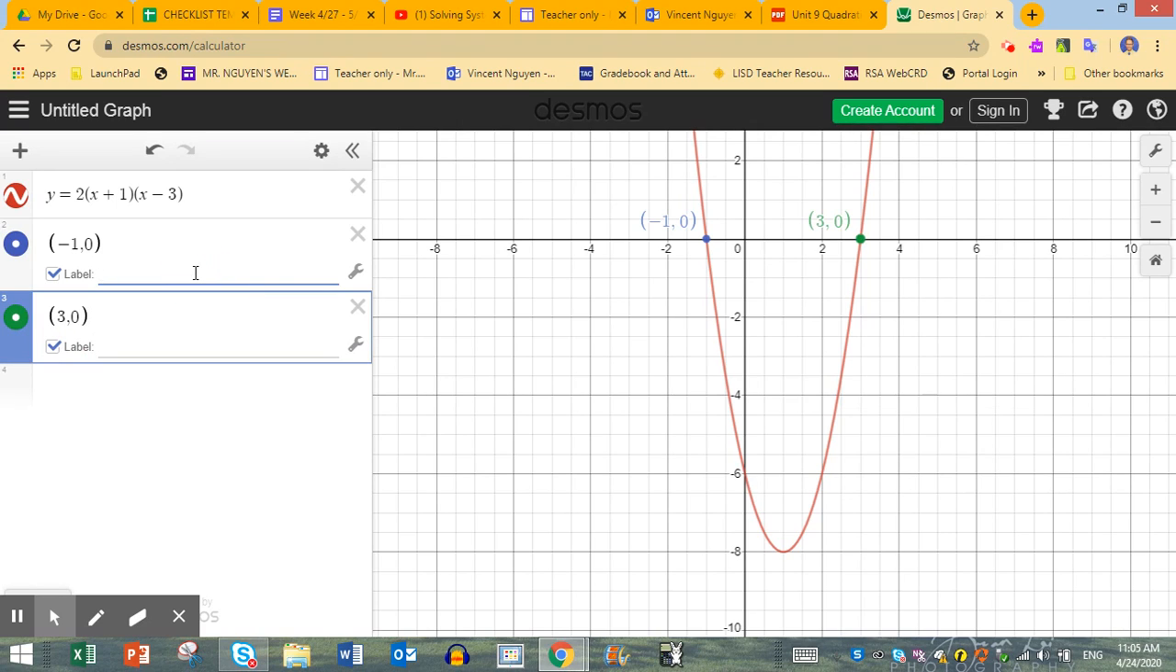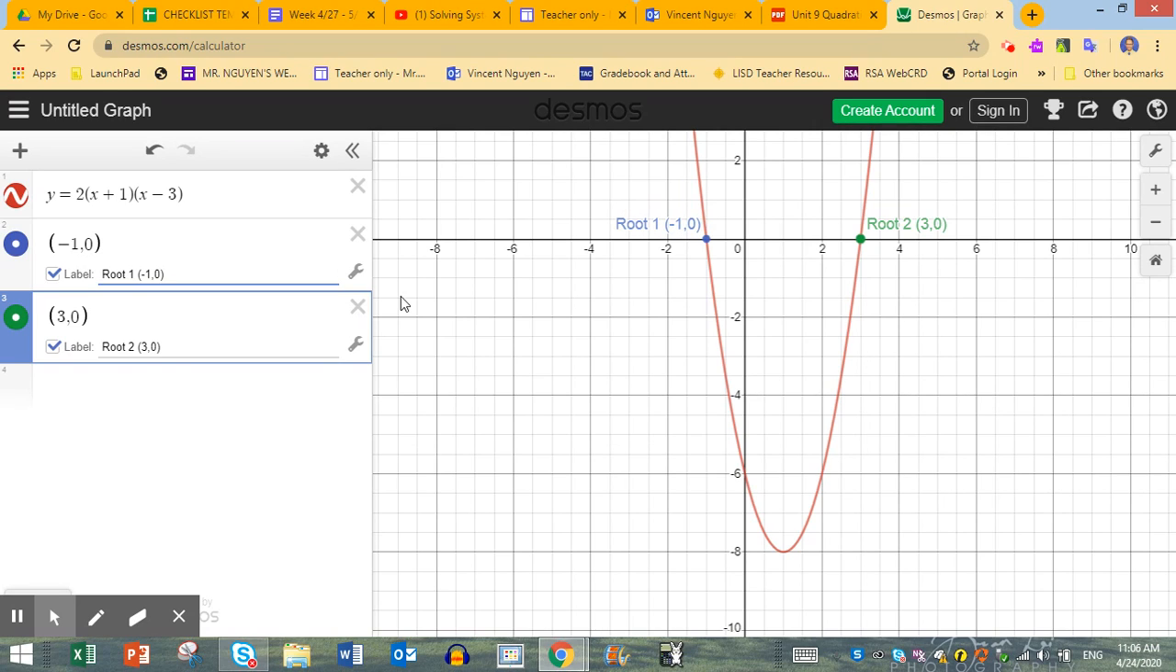So here you go. These are your solutions. I'm going to label this one root 1, and I'm going to label this one root 2. Now, if you want to, you can put the ordered pair in the label. For root 2, you can put the ordered pair (3, 0) as your label, and for root 1, you could also put the ordered pair (-1, 0).